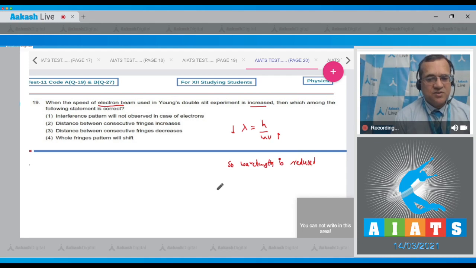As the wavelength is reduced, beta is equal to what? Lambda capital D by small d. So as lambda is decreasing, beta is decreasing, and the fringes come closer. So the change will be that the distance between consecutive fringes will decrease. So the answer to this is the third option.